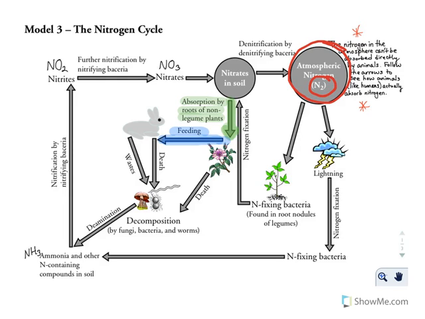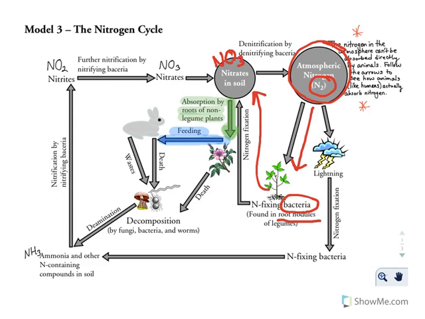Well, one way, if we follow this arrow here, there are bacteria that are found on the roots of things like legumes, and this is called nitrogen-fixing bacteria. What it does is it changes the N2 gas into something called a nitrate. Nitrate is not N2 gas, but it's now NO3. It has slightly different properties than nitrogen gas.